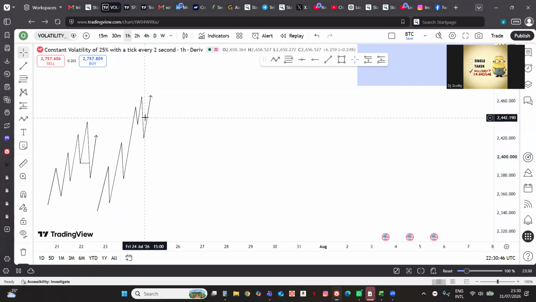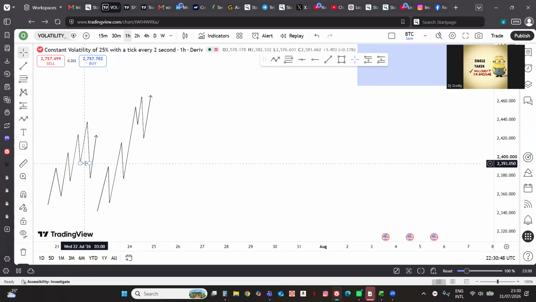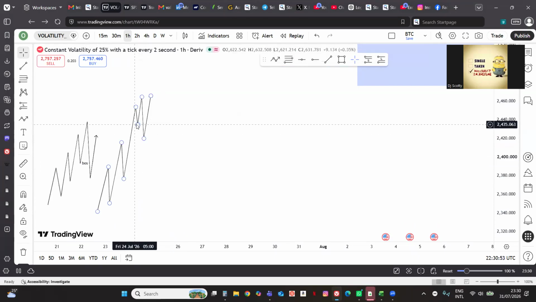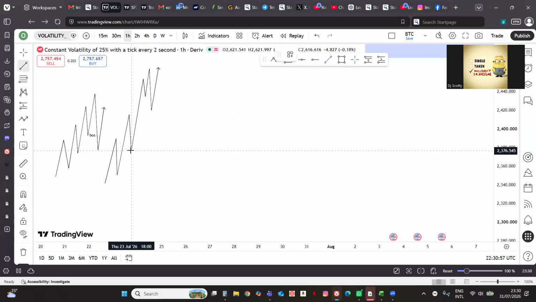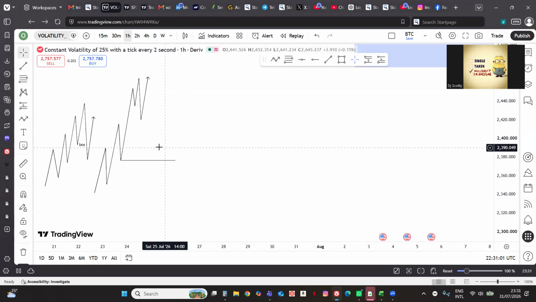So let's take note of this. This is not a break of structure, but this here is a break of structure. This here is a break of structure and not this. If we were to break any structure here, it would be here. This would be the break of structure for these markets, right? This is the break of structure for these markets.